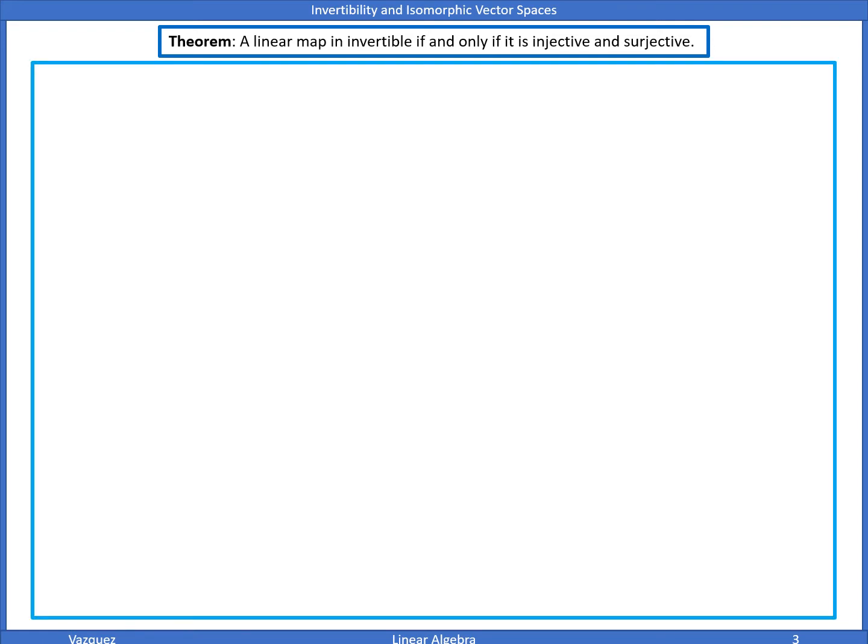So we get the following theorem. A linear map is invertible if and only if it is injective and surjective. So a linear map is invertible if and only if it is bijective, so to speak. The proof isn't complicated, but it is biconditional, so we will have to prove two directions. And I know this looks really long, but believe me, it's pretty straightforward. So let's go line by line. First direction, we're going to suppose that T is a linear map from V to W.